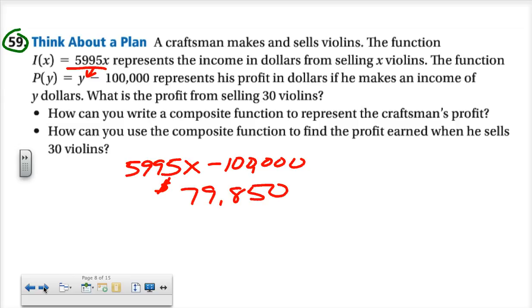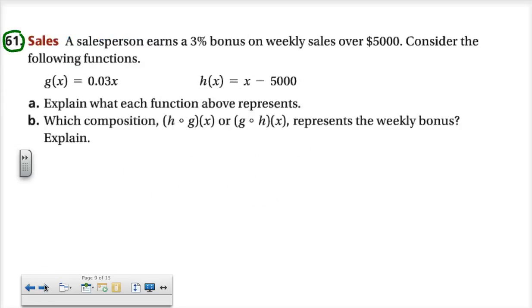All right, next one up, 61. A salesperson earns a 3% discount on weekly sales over $5,000. Consider the following functions. G of x equals 0.03x and h of x equals x minus 5,000. So right away I'm looking at these and saying, well, which one is which? Well, here's the bonus right here, because it's 3% of the weekly sales. So x would stand for the weekly sales. And it says it's the bonus on weekly sales over $5,000. So this would be the amount used for the bonus.